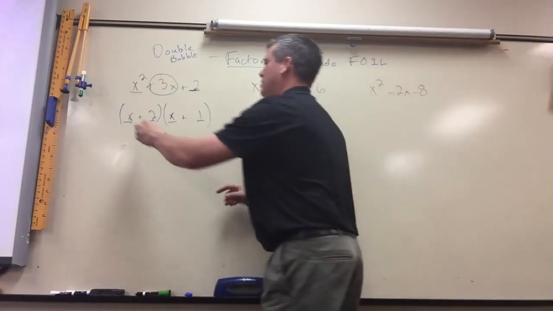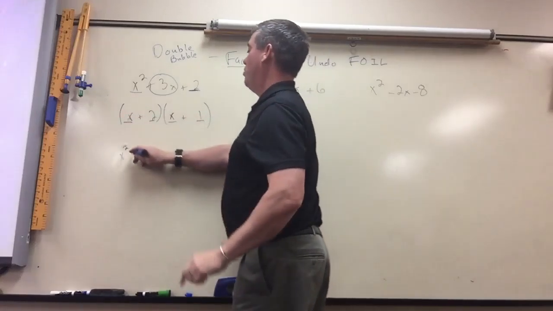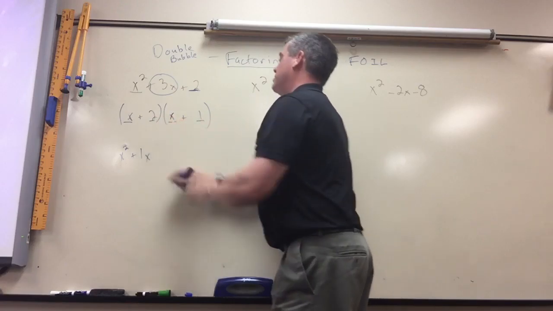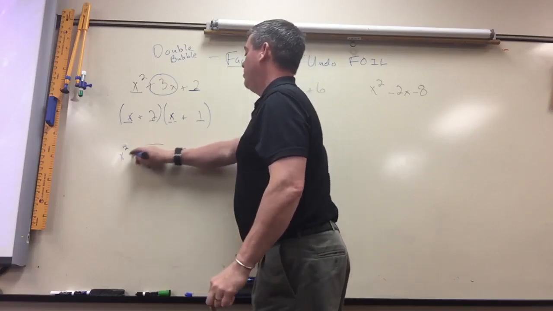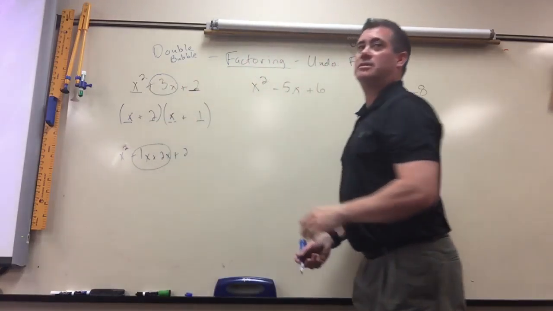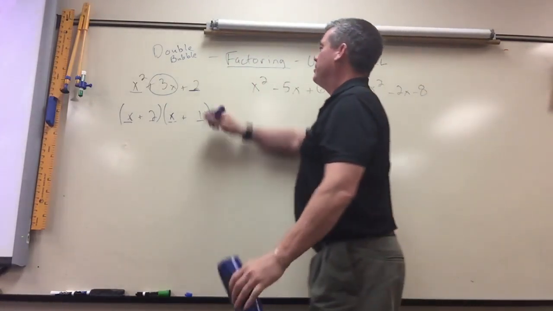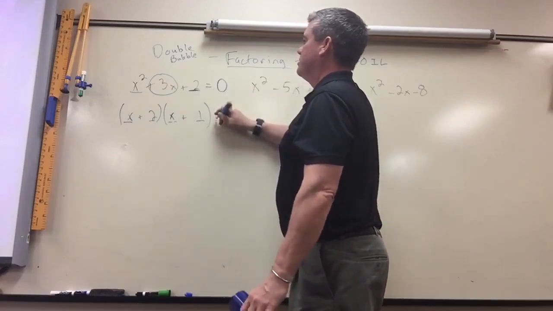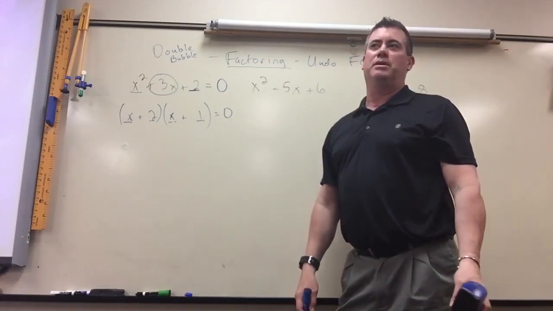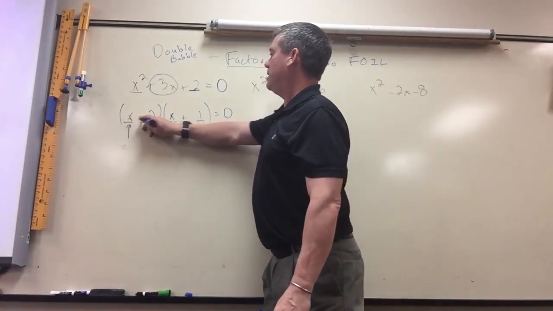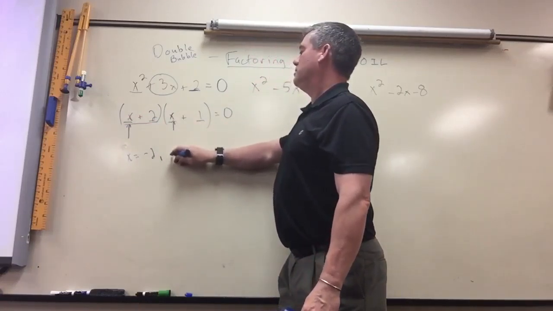Now if you check this, first times first is x squared. x times 1 is 1x. 2 times x is 2x. And then last times last is 2. So it does turn out to be what we started with. Now eventually, this ties into what we did yesterday. Eventually you're going to have an equation like this. If you factor it, then I can tell what my two answers would be. Because what would I put in here to make this 0? Negative 2 and negative 1.